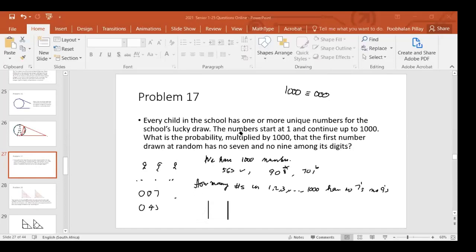Anyway, there are only 8 possible ways in which you can fill the hundreds. Sorry, it's very untidy. There are 8 ways in which you can fill this box. Likewise, there are 8 ways in which you can fill this box, and there are 8 ways in which you can fill this box. So the question is, how many such numbers have you got?